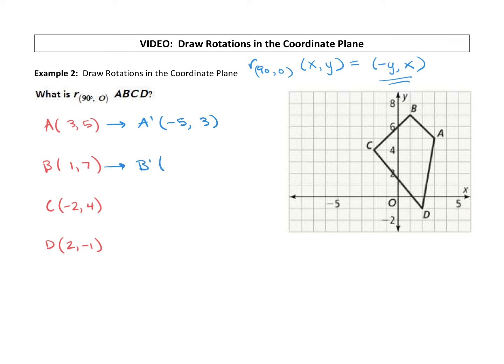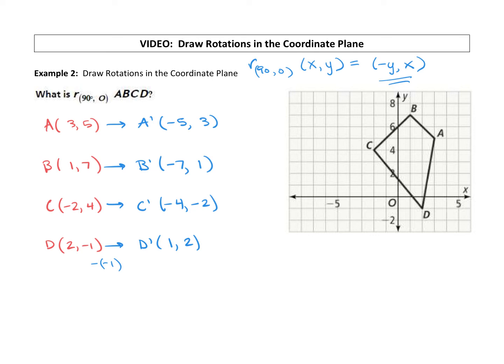B prime, make your y negative, so -7. Then the x stays the same. C prime, make the y negative, -4, and the x stays the same, -2. And then D prime, make the y negative. So do you see how the y is negative? So we're making it negative. What happens there is you have a -1. What it ends up doing is just changing the sign. This is going to be a +1, and then our x stays the same.